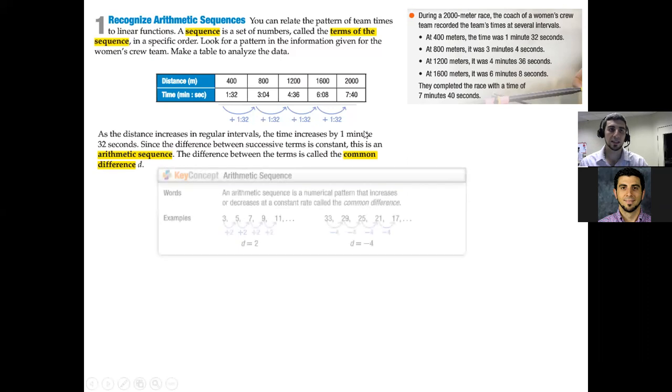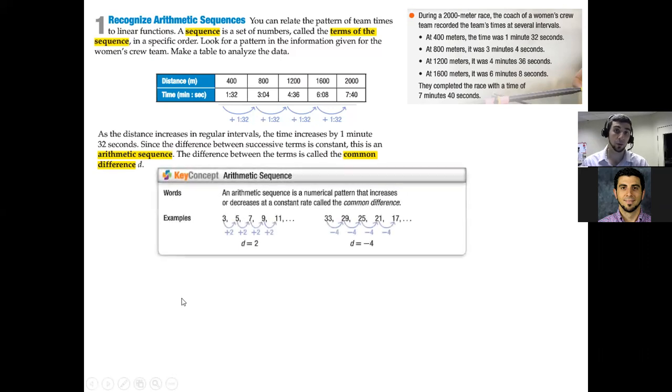Okay, so as the distance increases in regular intervals, the time increases by 1 minute and 32 seconds. Since the difference between successive terms is constant, in other words, it goes up by exactly 1 minute and 32 seconds each time, this is an arithmetic sequence. The difference between terms is called the common difference. So for a sequence to be an arithmetic sequence, the numerical pattern has to increase or decrease at a constant rate, which is called the common difference. Now, it can increase or it can decrease.